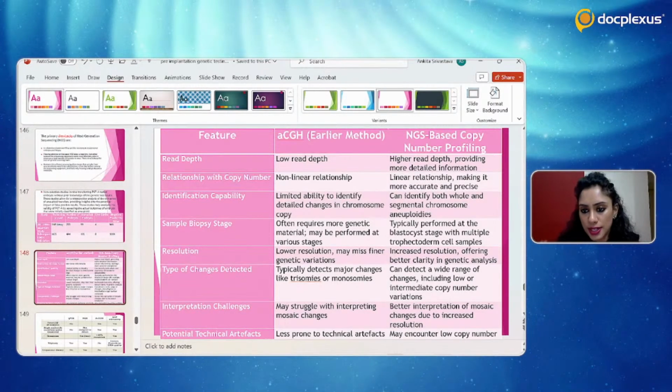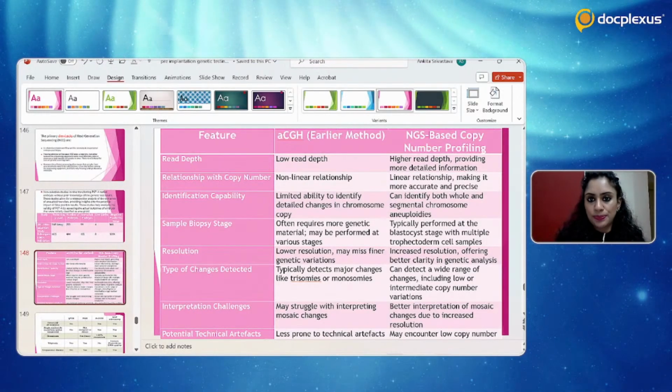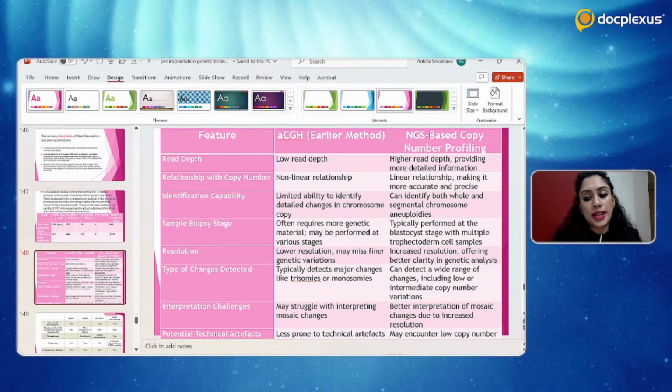It may miss the finer genetic variations, whereas NGS has increased resolution and wider coverage. It can have better clarity and more detailed genetic analysis. CGH typically detects major changes like trisomies or monosomies, but NGS can detect a wide range of changes, including low or intermediate copy number variations. CGH may struggle with interpreting mosaic changes, but NGS has a better interpretation of mosaic changes due to increased resolution. And CGH is less prone to technical artifacts, but NGS may encounter low copy number.